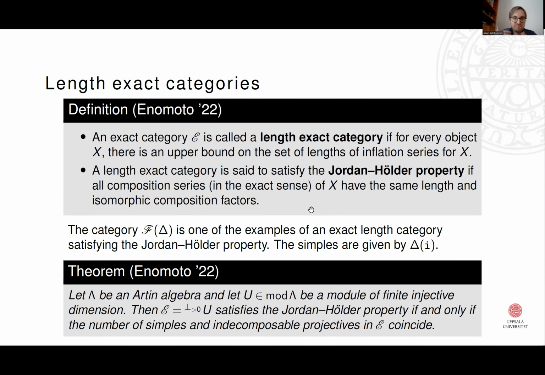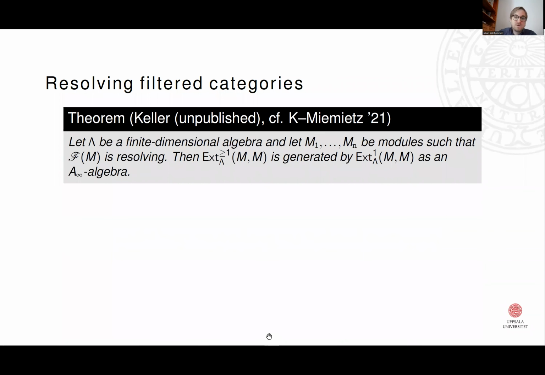And here's another theorem by Enomoto for the Jordan-Hölder property for exact length categories. So for example, you can look at the category of modules which are Ext-orthogonal to some module of finite injective dimension. That satisfies the Jordan-Hölder property if and only if the number of simples is equal to the number of indecomposable projectives, which is also a nice property to have and quite natural. So maybe that's a good class of algebras to look at. Maybe resolving subcategories of module categories of Artin algebras satisfying some sort of Jordan-Hölder property.